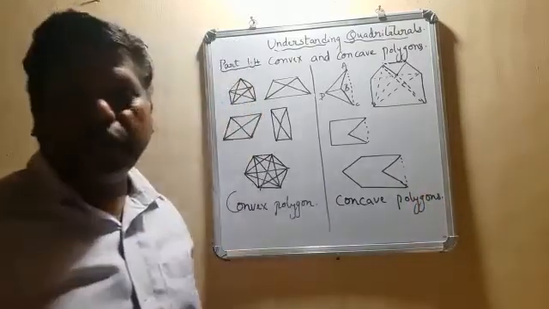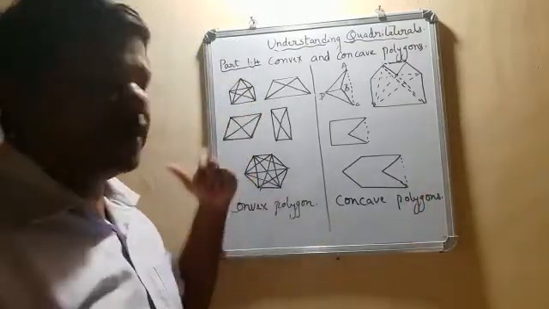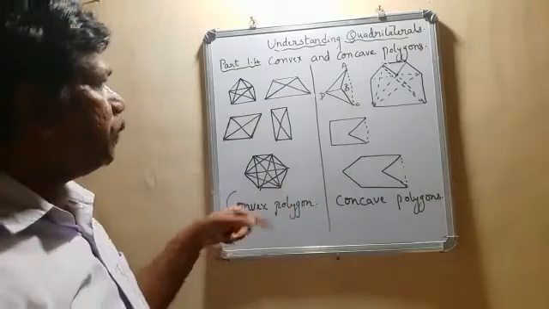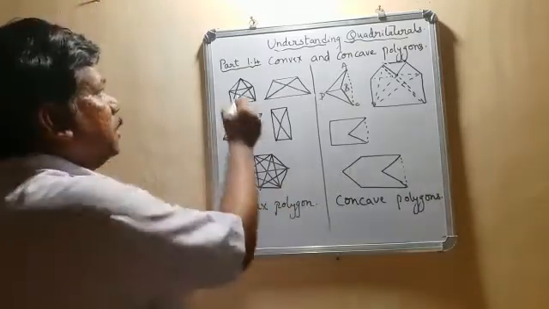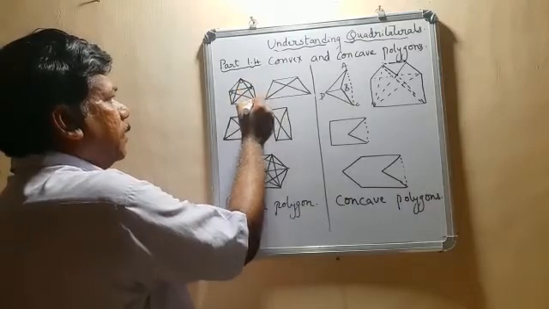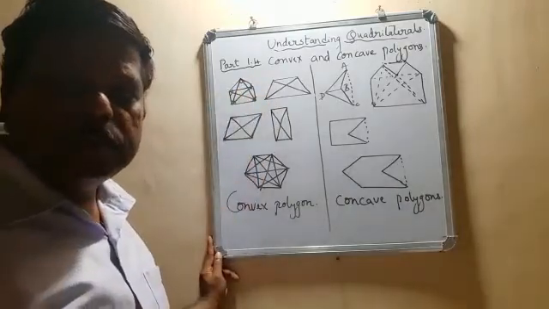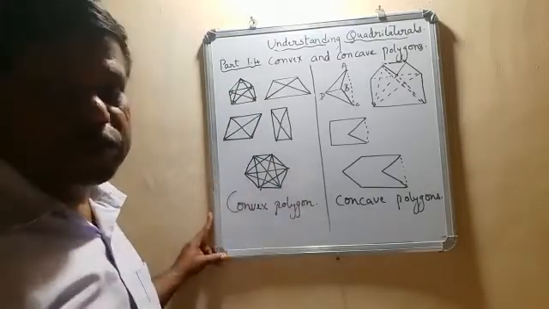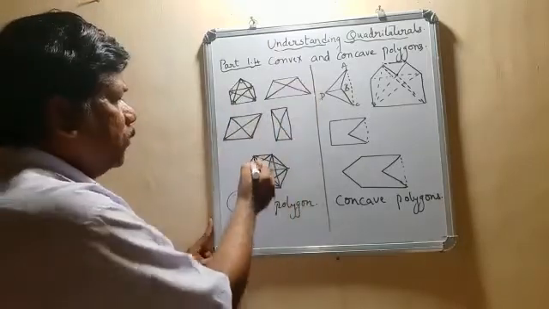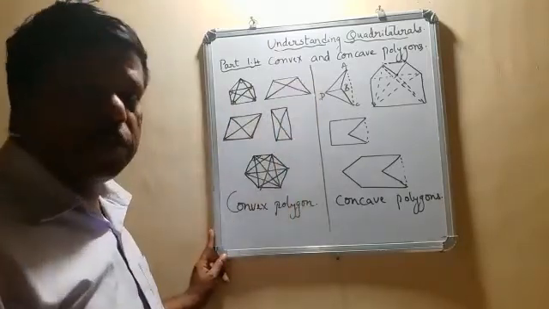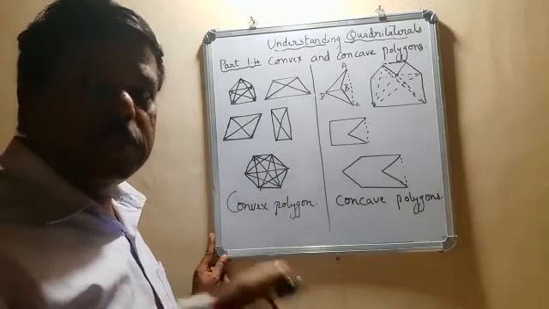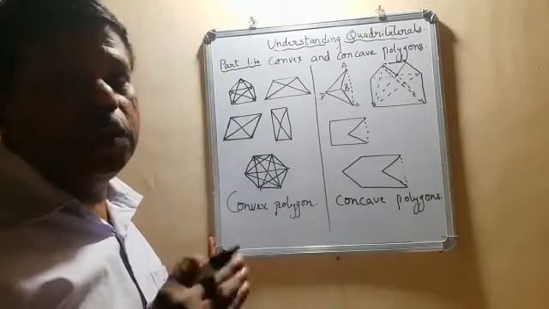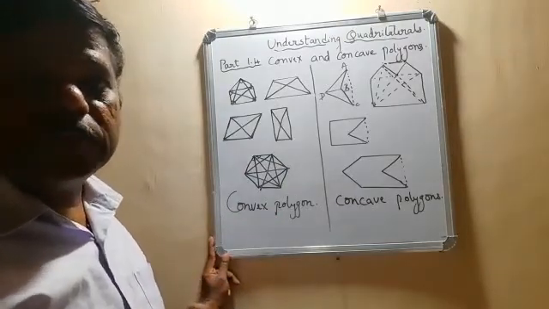There is one more criterion to find out which is a convex polygon and which is a concave polygon. If the interior angles, these are called interior angles, are less than 180 degrees, then that is a convex polygon. In this case, maybe this angle is too big, you may say, but it is not a straight line. So it is therefore less than 180 degrees. This is one more way of identifying a convex polygon.